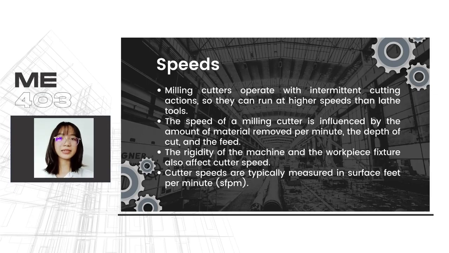The speed of a milling cutter is influenced by the amount of material removed per minute and the relationship between the depth of the cut and the feed. A shallower depth and higher feed allow for a faster speed compared to a deeper cut and a lower feed, although the material removed per minute may remain the same.